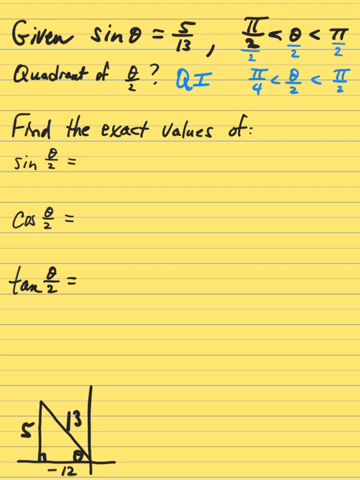Sine theta over 2, because theta over 2 is in quad 1, everything is positive. So that helps us on deciding positive or negative. We're just going to write positive for all of them. Alright, so sine of theta over 2, look at its formula. That's square root of 1 minus cosine theta all over 2.